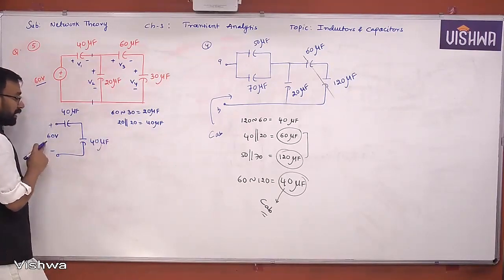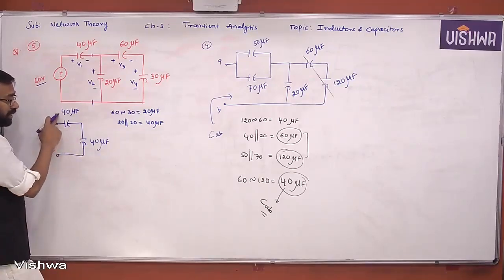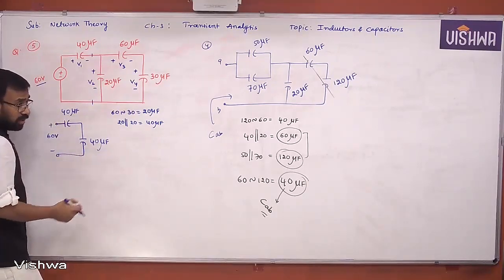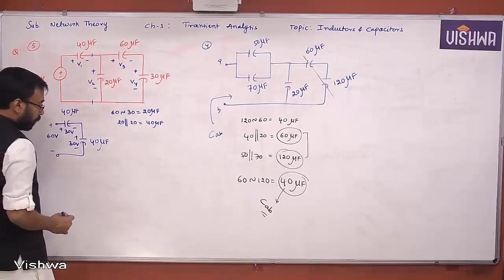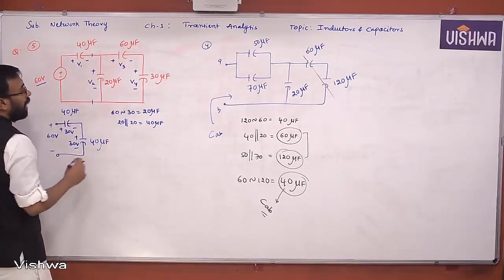So when you look at the 60, it gets divided into two parts. Since these two are having the same values, equally divided, yes or no? How much is it going to be? 30 volts and 30 volts, because these two are same. Understand all of you? Now let us go back to the original circuit.